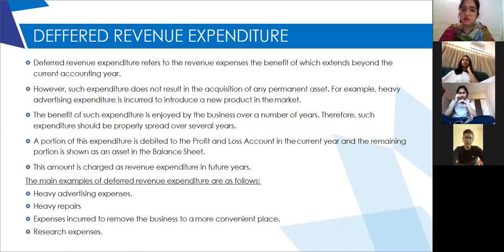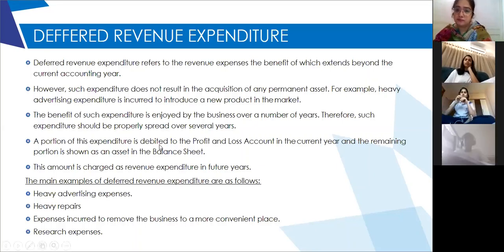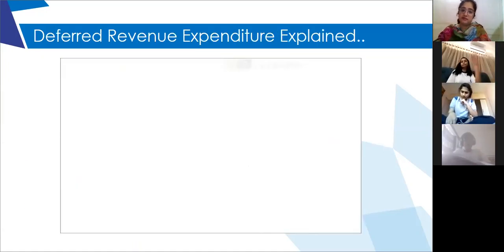Now see the video on deferred. Yes, tell me, Divya. When we start a new business, most of the capital we put in, does it come under deferred revenue expenditure? It will come under capital expenditure. When you start a business through incorporation, you're investing money into the business. You're buying assets. That comes under capital expenditure. Here we are talking about an existing business. I'm shifting the business from one place to another. So that extra expenditure which you incurred comes under deferred revenue expenditure. Clear? Yes. Can we see the video on deferred?